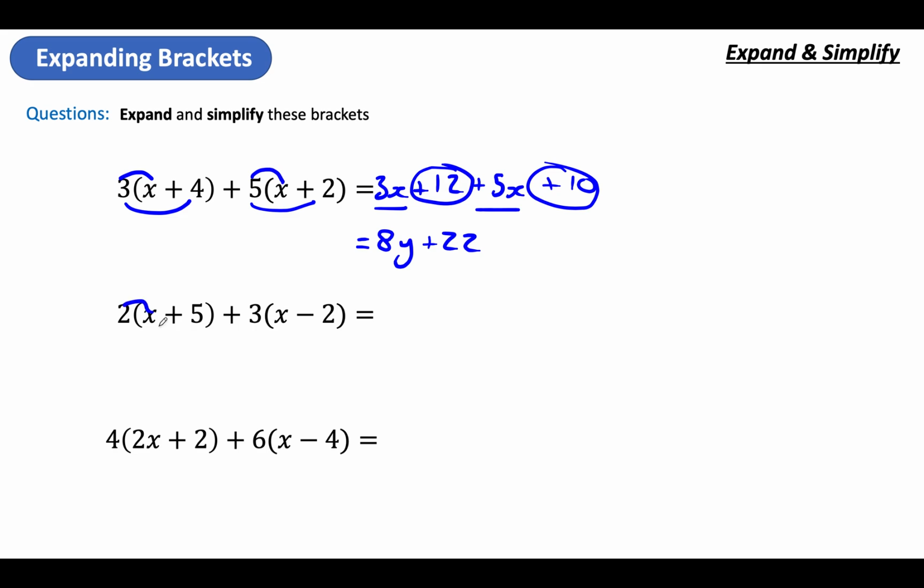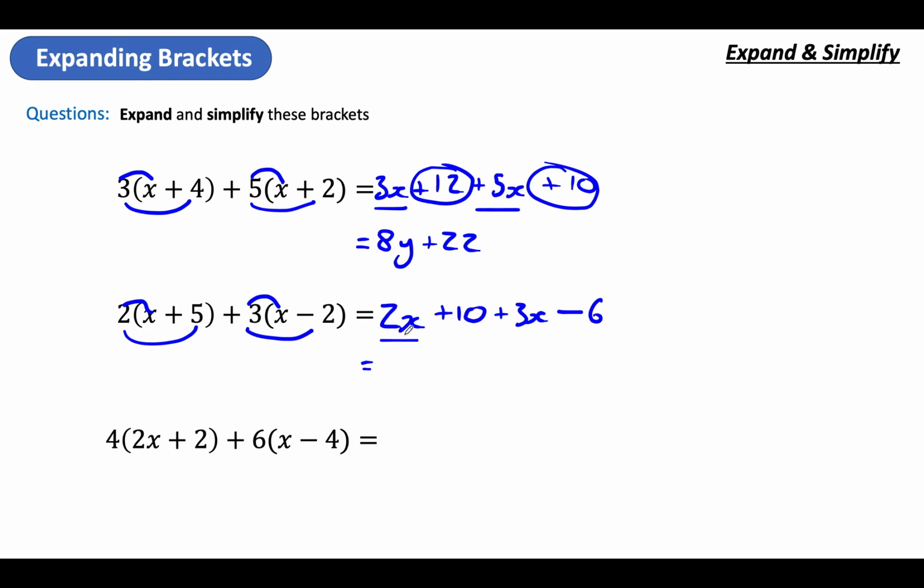Next one. 2 times x is 2x. And 2 times 5 is 10, and it's an ordinary positive 10. And then 3 times the x is 3x, and again all of that is positive, so it's still just plus 3x. But then I've got 3 times by negative 2. Positive times a negative makes a negative. 3 2's are 6, right? So that's the expanded part. Now let's do the simplified. Now let's look at this.